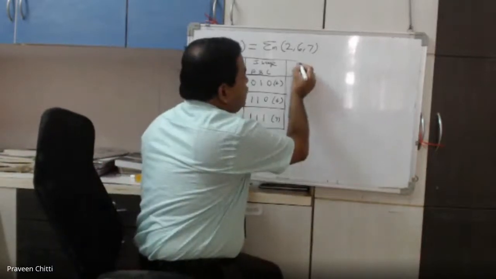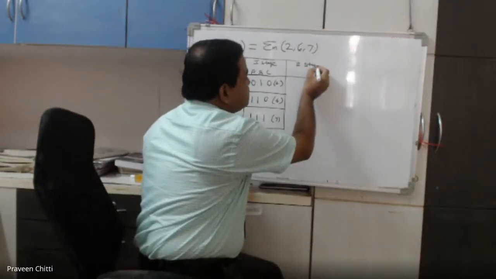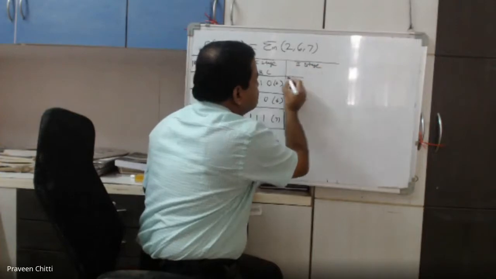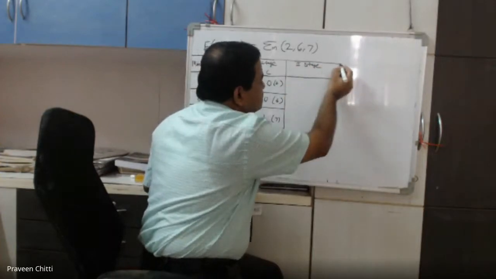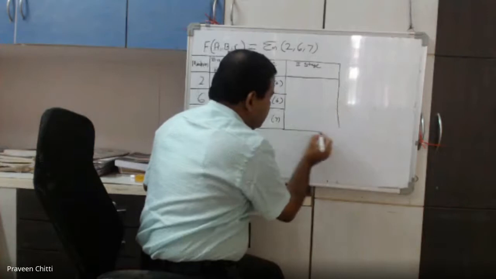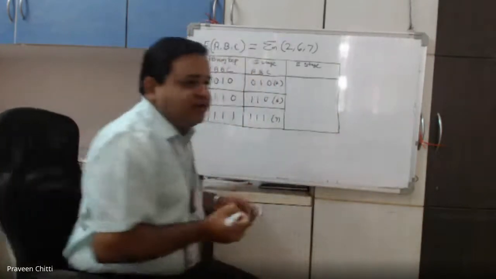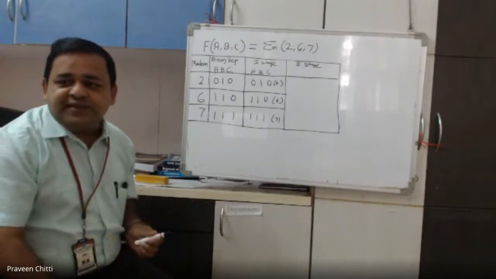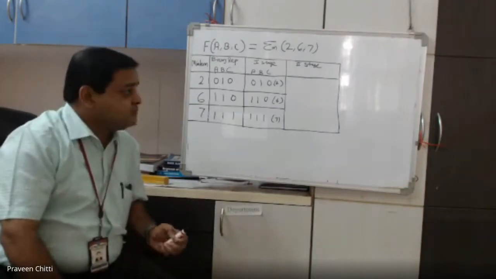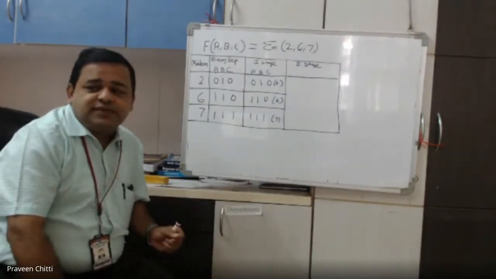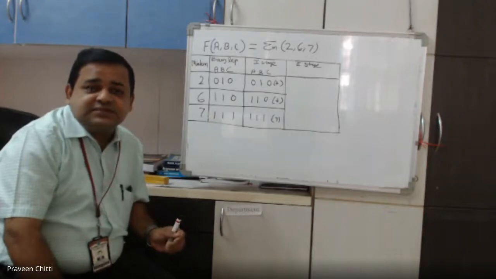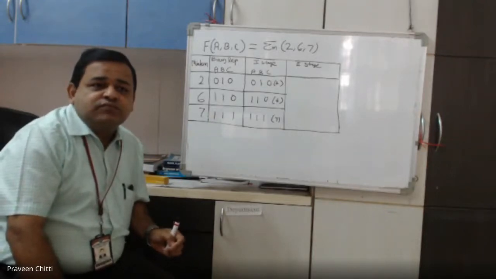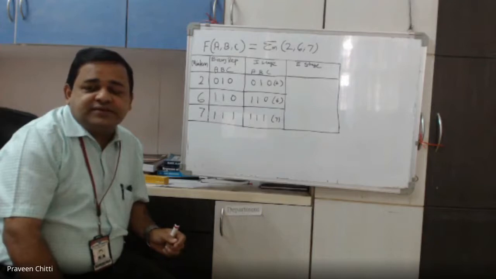Now, how do you go to the second stage? The second stage is very important. Read point number 3. What is given there? One of you can read that point number 3. Yes? Compare every number in the group with the adjacent group.